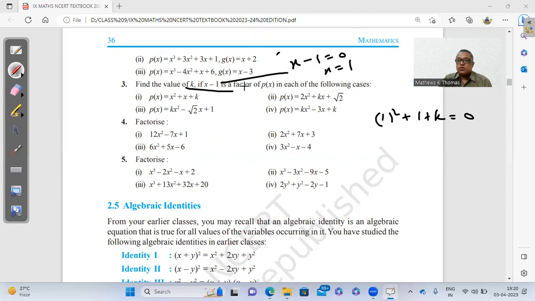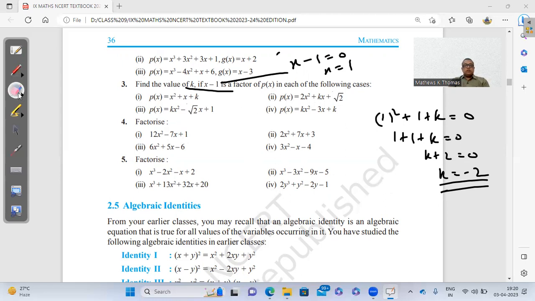And just now I had told you in the previous question that if any number is a factor, and when we put that, the remainder will come 0. So it's already given factor, so we are equating to 0. So 1 plus 1 plus k is 0. K plus 2 is 0. Value of k you will get -2, right? -2.